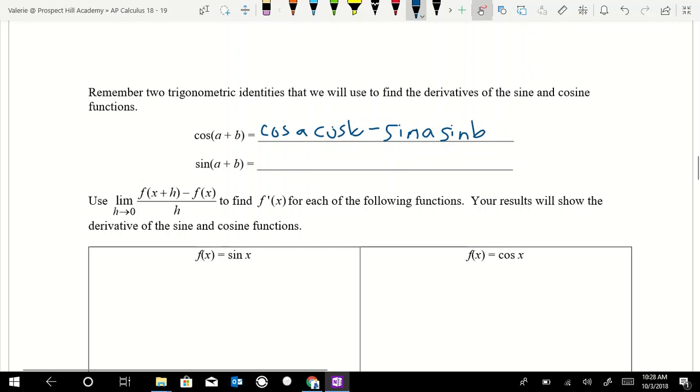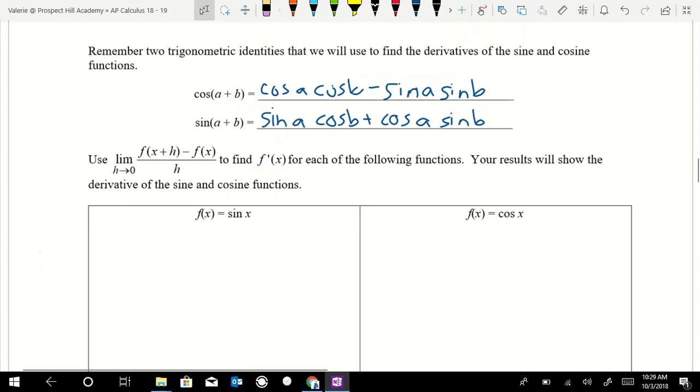Right, and the sine sum identity states that sine of a plus b is equal to sine a cosine b plus cosine a sine b. So we're going to use the limit definition of a derivative to find f prime for each of the following functions. Our results will show the derivative of sine and cosine functions.